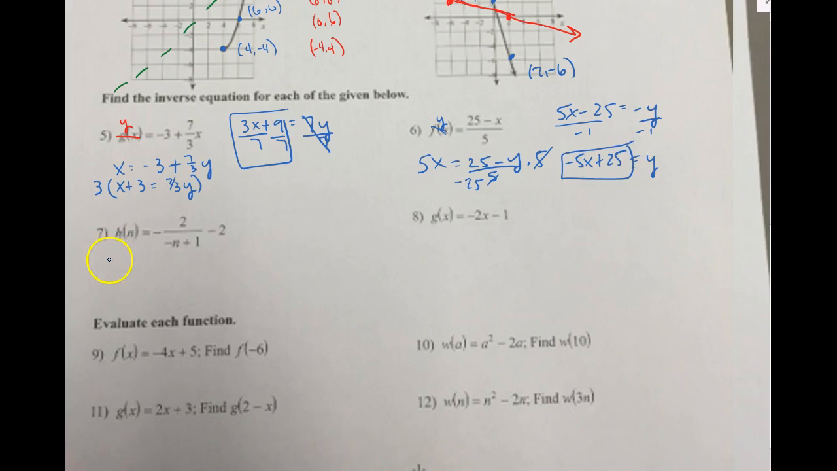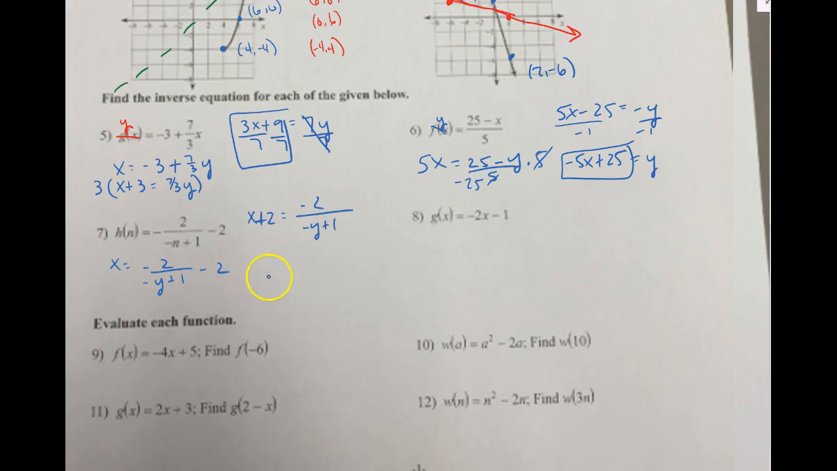Okay, next one, I'm going to use x's and y's instead of n. Hopefully that's okay with you. X equals negative 2 over negative y plus 1, minus 2. Ugh, this is ugly. Okay, let's add the 2 to the other side. And negative 2 over negative y plus 1. Okay, so I don't like these. These are a little bit harder.